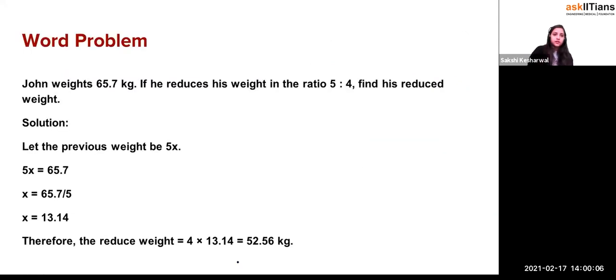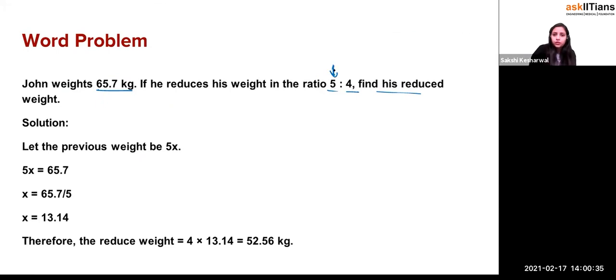There is one word problem over here. It says that John weighs 65.7 kgs, and he reduces his weight in the ratio 5:4. Find his reduced weight. Right? So what is it? This is his reduced weight.